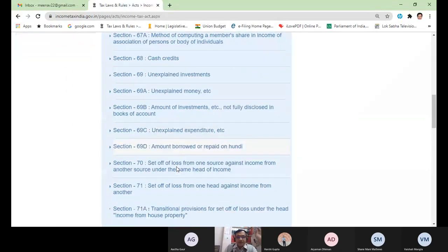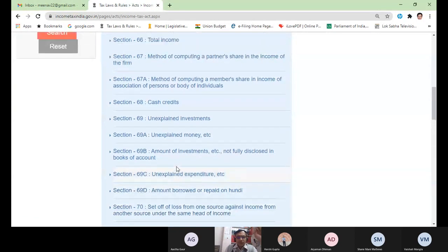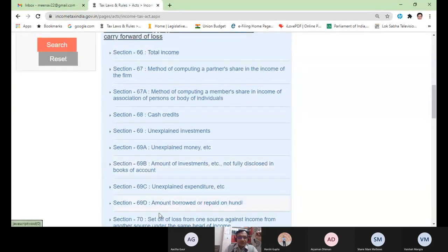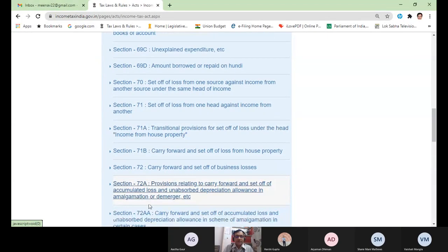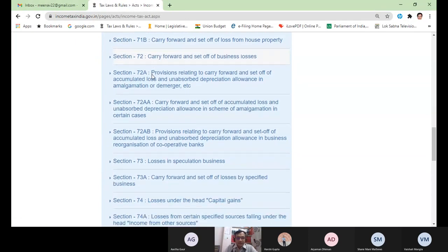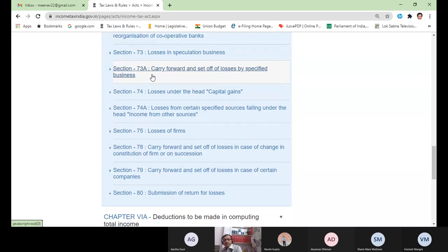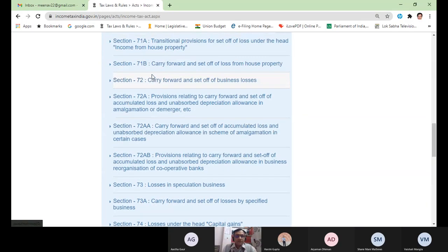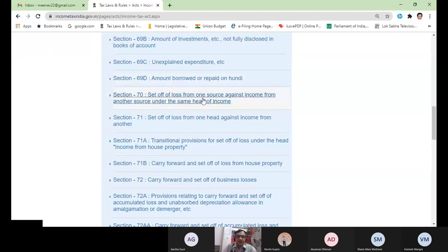My set off starts after section 66 till section 69D, which talks about aggregation where you add the incomes. That is not relevant for us. I have to start from set off and carry forward. Which sections are in my course? Starting from section 70 till section 80. But I will tell you which sections to do. Otherwise, I am starting with my first section, section 70.